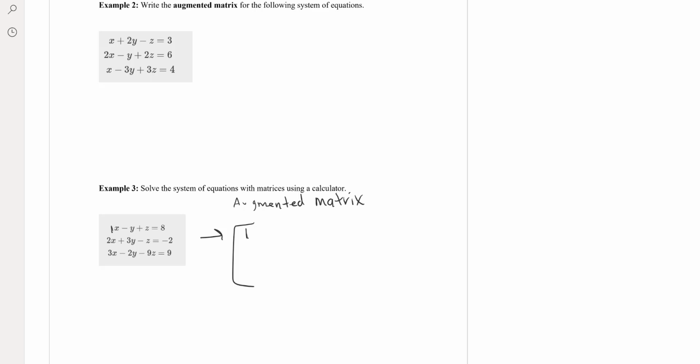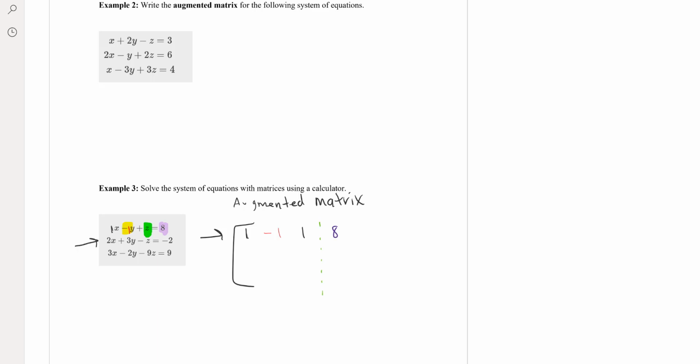Here, my coefficient will be a -1, so I write a -1. The next coefficient here will be a 1 again, and then I have my dashed line for my equal sign. So my equal sign here is going to give me my 8.